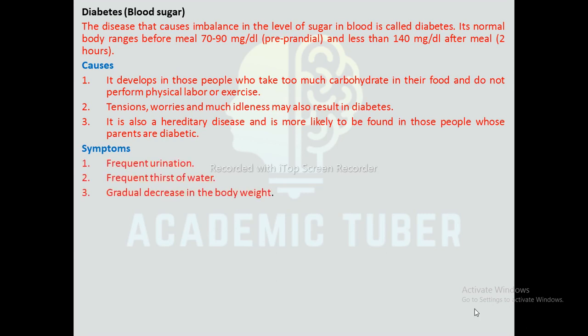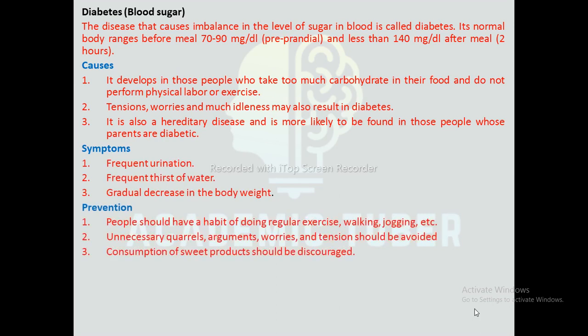Symptoms: frequent urination, frequent thirst of water, gradual decrease in the body weight. Prevention: people should have a habit of doing regular exercise, walking, jogging, etc. Unnecessary quarrels, arguments, worries, and tensions should be avoided. Consumption of sweet products should be discouraged.